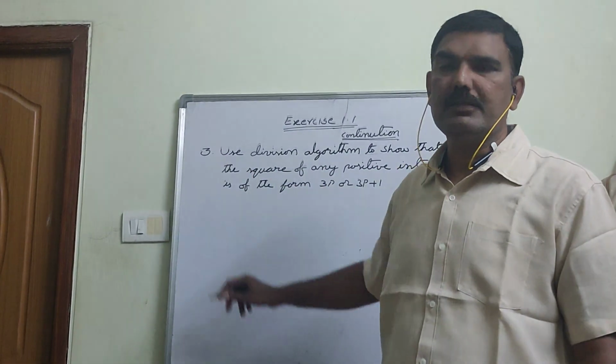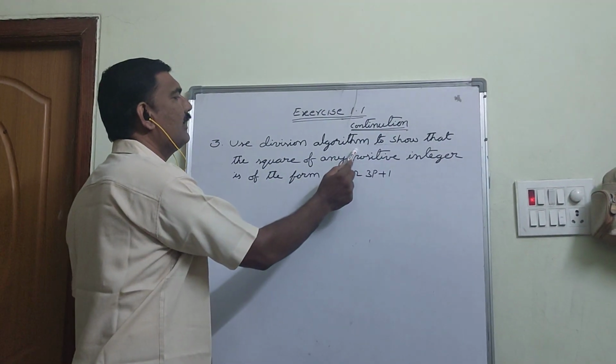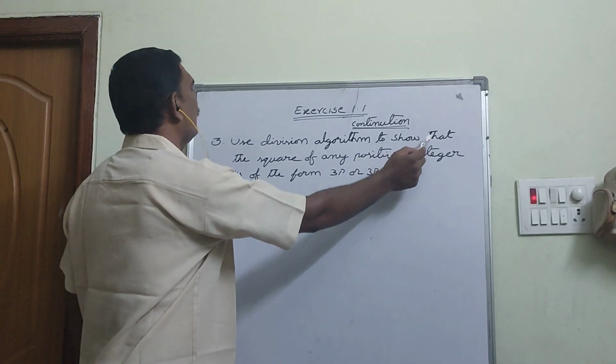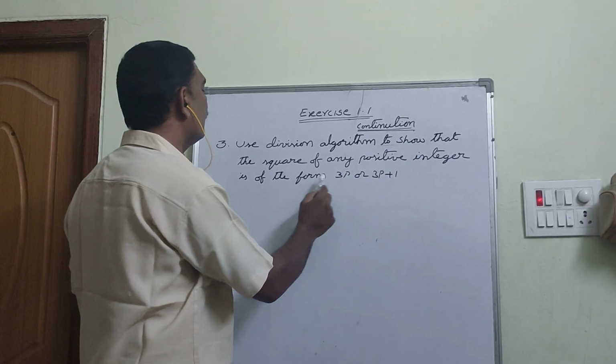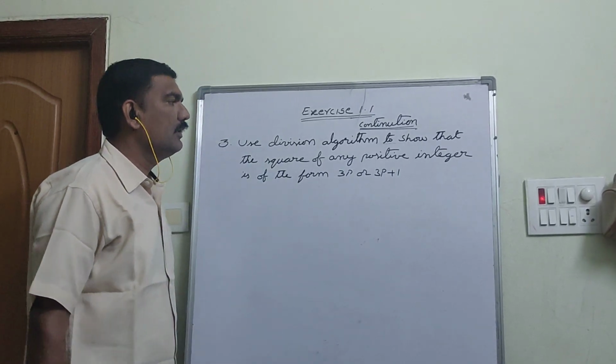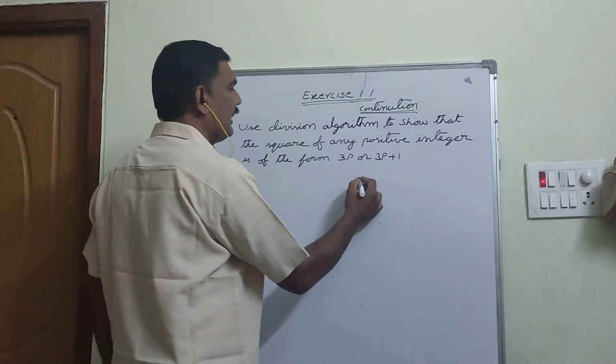The third question is: use division algorithm to show that the square of any positive integer is of the form 3p or 3p plus 1.